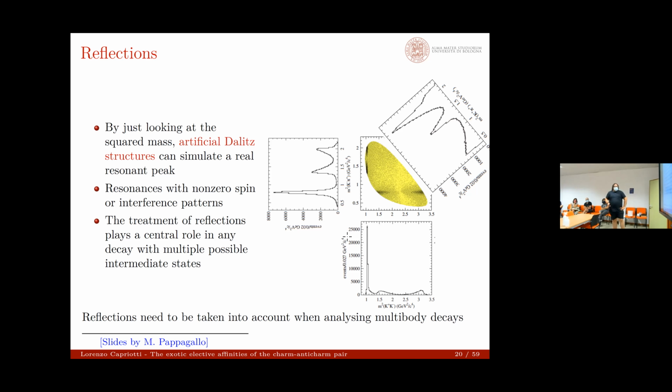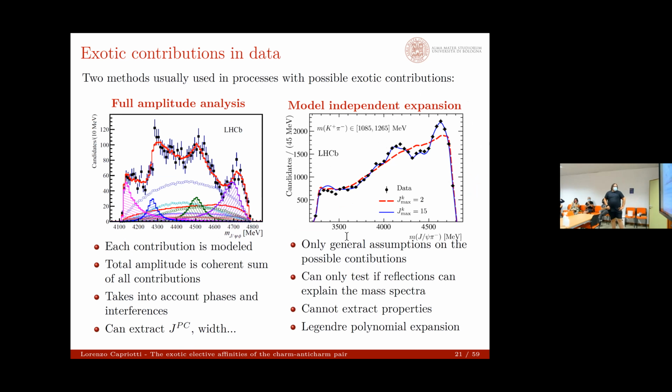This is important because when you spot a new exotic state, you need to make sure it's not a reflection in a Dalitz plane. Given this, we have basically two different methods to study exotic resonances.